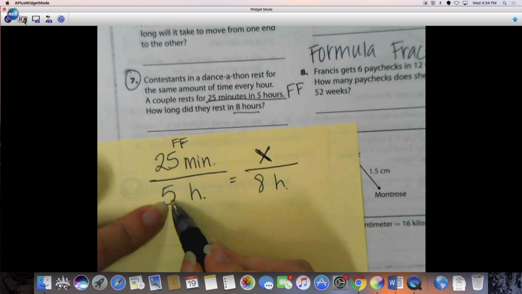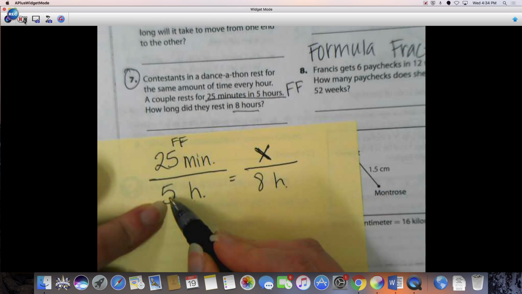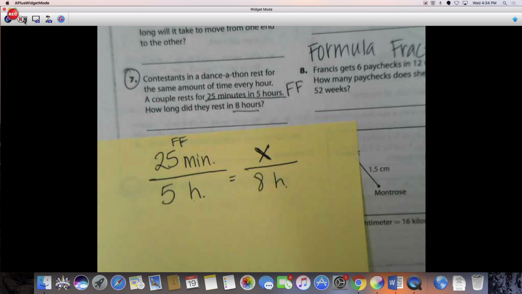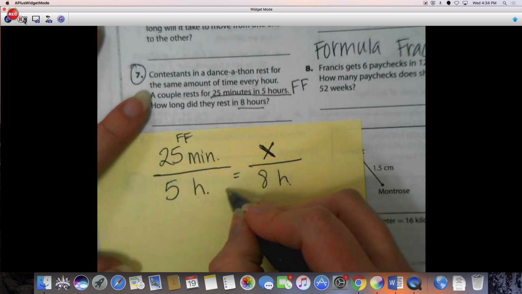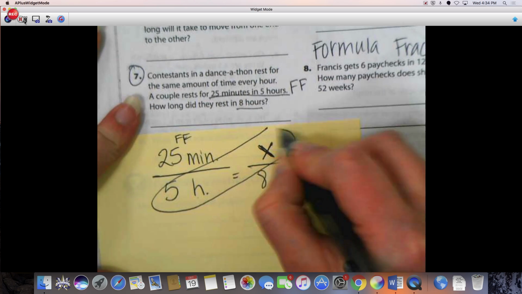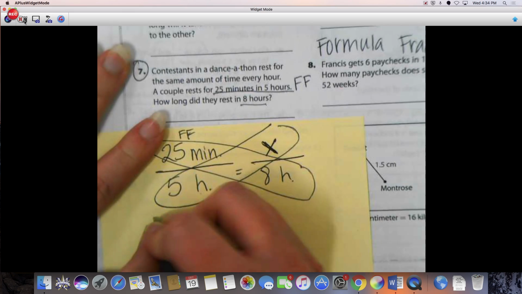When I look at 5 and I look at this 8, I can't think of a number I multiply 5 by to get 8. That's not one of the ones I have off the top of my head. What that tells me, guys, is I have to cross multiply. I can't just say, oh, times 2, times 2. I have to cross multiply. So I'm going to make my butterfly, and I'm going to write out my equation.